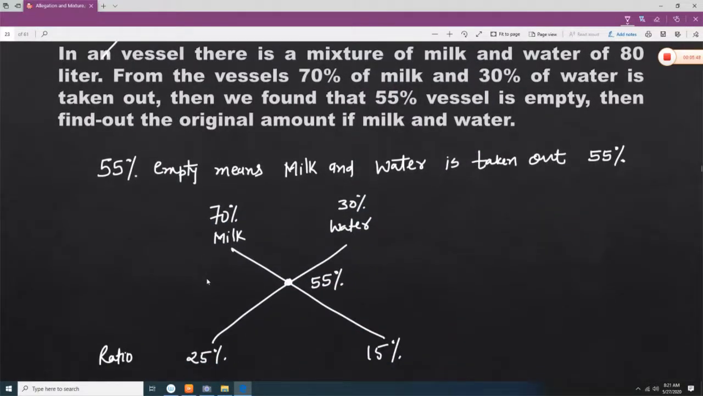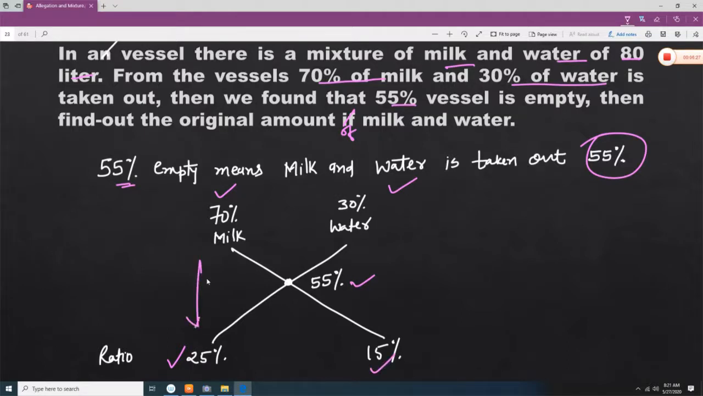Next example. In a vessel there is a mixture of milk and water of 80 liters. From the vessel 70% of the milk and 30% of the water is taken out. Then we found that 55% of the vessel is empty. Then find out the original amount of milk and water. So 55% empty means milk and water taken out is 55%. Already 70% milk and 30% water are there. So 55% minus 30% is 25% and 70% minus 55% is 15%.